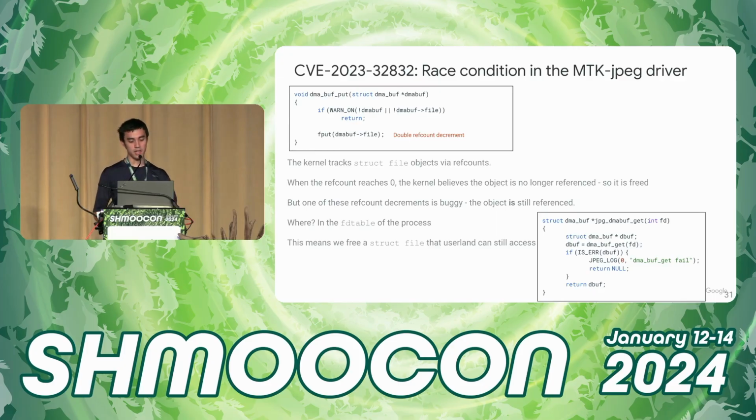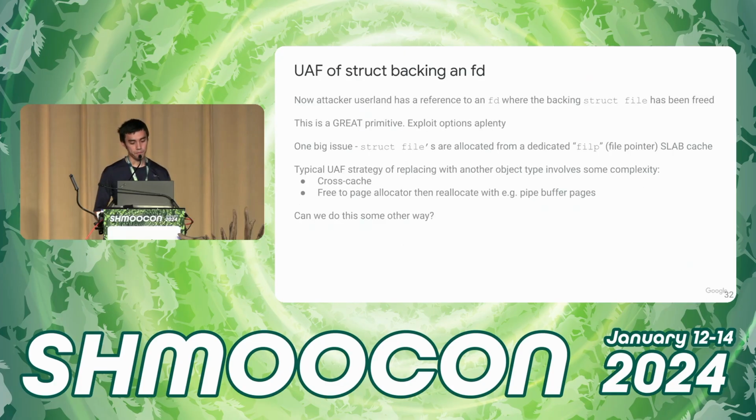Once again, we see here in the JPG DMA buff get that it's accessing the file from the file descriptor. Now attacker userland has a reference to a file descriptor where the backing struct file has been freed. This is a great primitive. There are so many different potential ways to exploit this bug. One big issue that you might run into right away is that files in particular are allocated from a dedicated kernel slab cache. That just means that when you free a struct file, usually the only thing that's ever going to be reallocated in that space is another struct file.